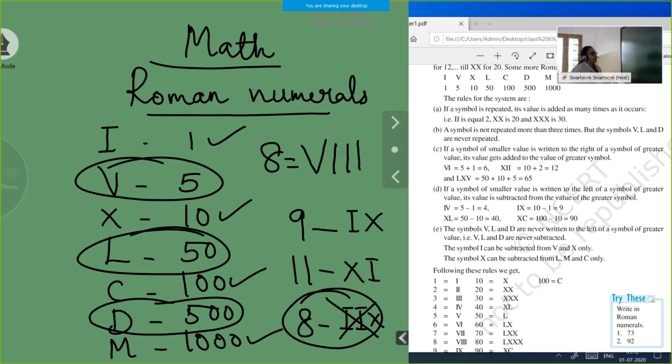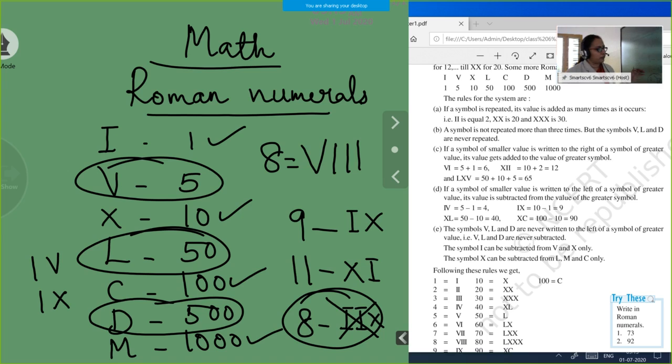Also listen. We can subtract I from V and X only. Remember that. That means 4 we can write like this and 9 we can write like this. Subtracting I from V gives us 4, and subtracting I from X gives us 9.